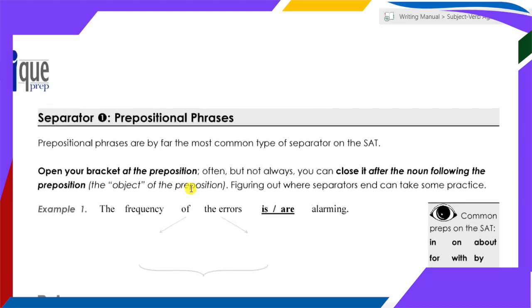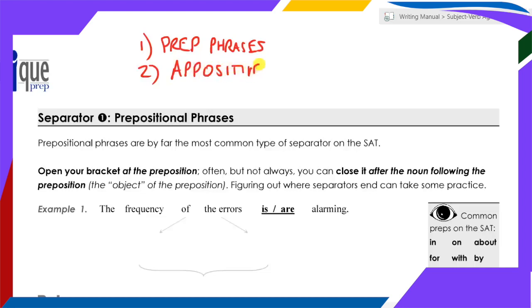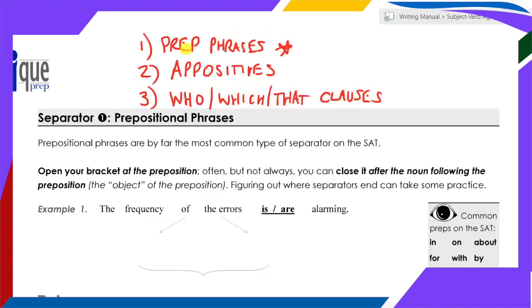So let's talk about our separators. Actually, I'm going to just list them right here. The three separators: number one, prep phrases. Number two, appositives. Don't be scared by that terminology. I'll explain to you what an appositive is. And the third separator, who, which, that clauses. So prepositional phrases, they are by far the most common. We're going to start with those.